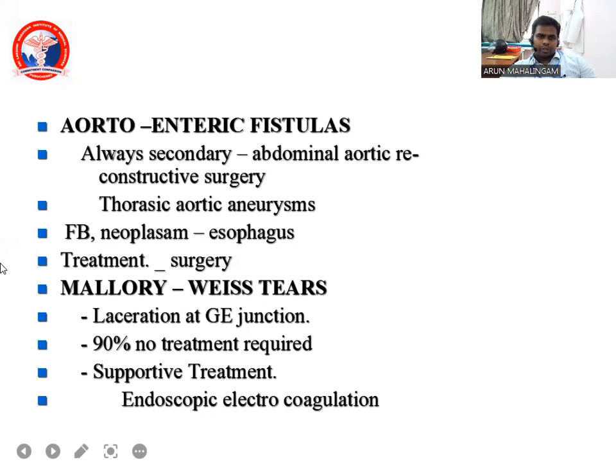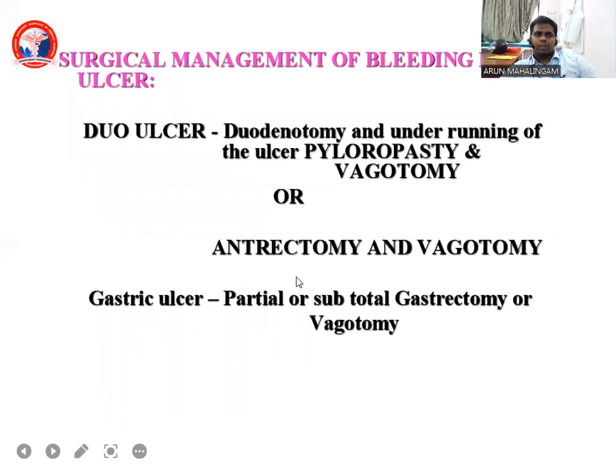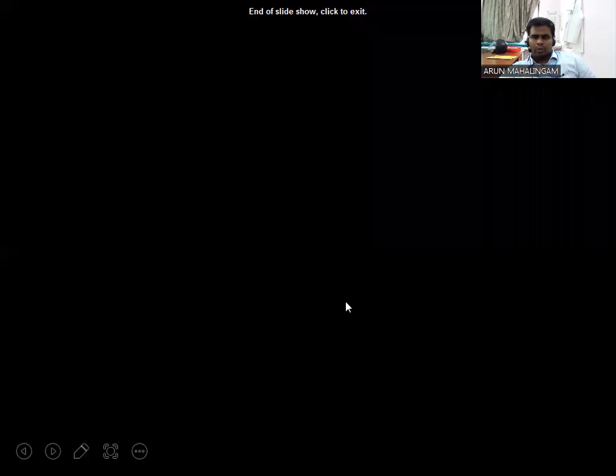Laceration in the GE junction: 90% require no treatment. Supportive treatment includes endoscopic electrocoagulation. Surgical management of a bleeding duodenal ulcer is duodenotomy with under-running suture and pyloroplasty, or vagotomy, or antrectomy and vagotomy. For gastric ulcers, partial or subtotal gastrectomy or vagotomy.